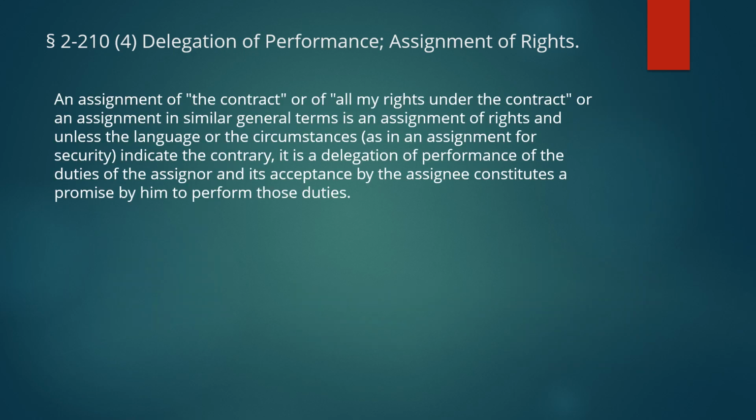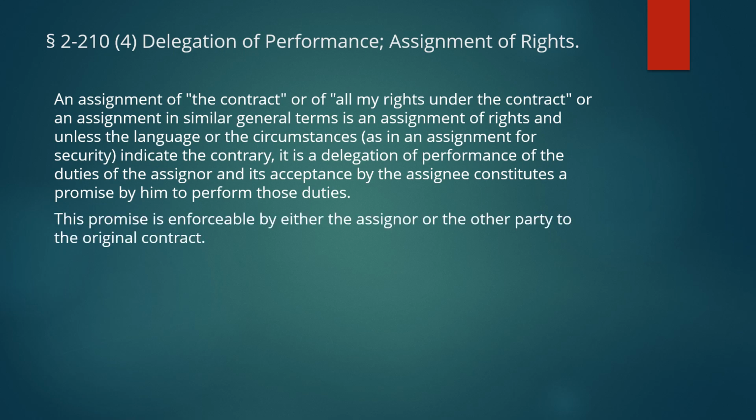An assignment of the contract, of all my rights under the contract, or an assignment in similar general terms, is an assignment of rights, and unless the language indicates otherwise, it is also a delegation of performance of the duties of the assignor, and its acceptance by the assignee constitutes a promise by him to perform the duties, okay? So if we're saying all my rights under the contract, basically they're saying the performance of the duty is all of them, and so the delegatee has to perform all of them. And the promise is enforceable by either the assignor or the other party.